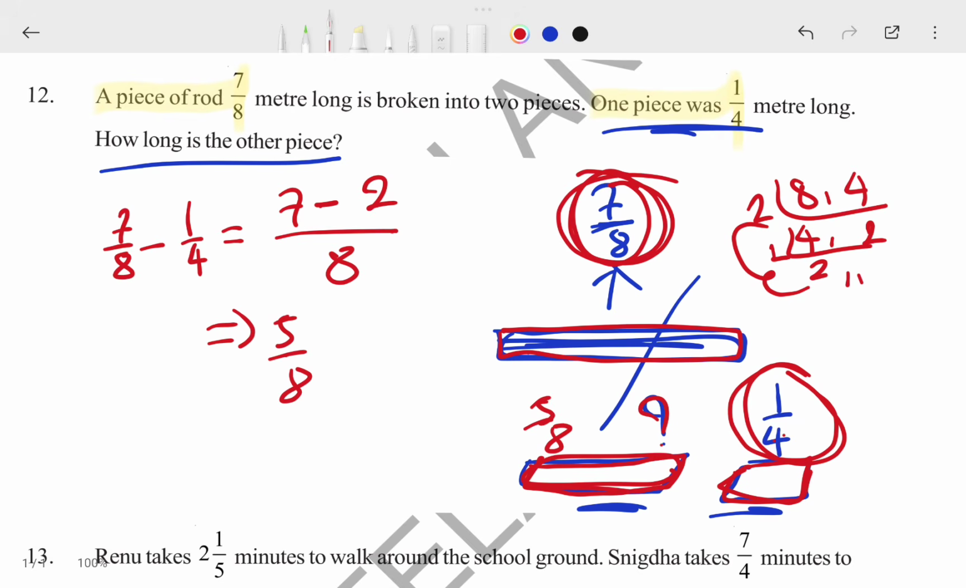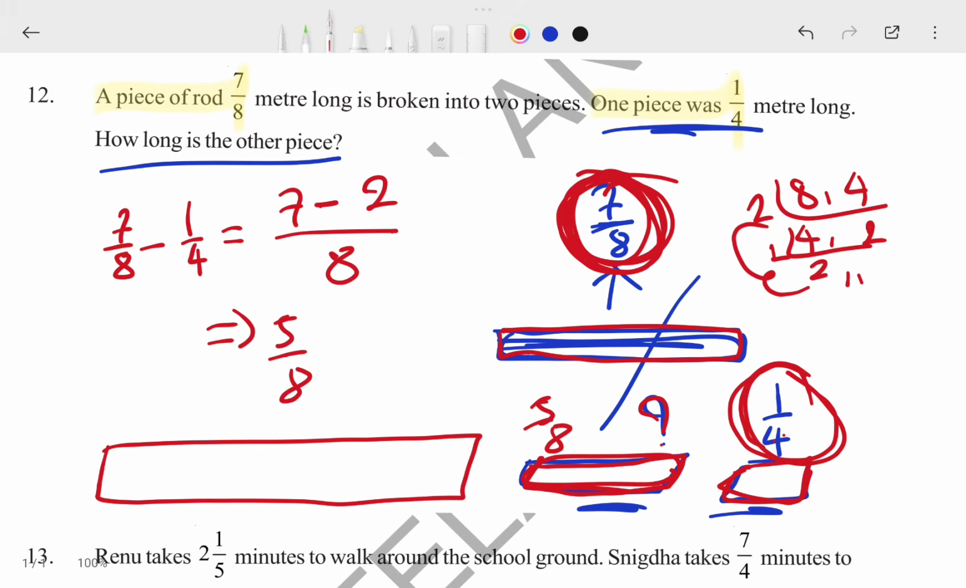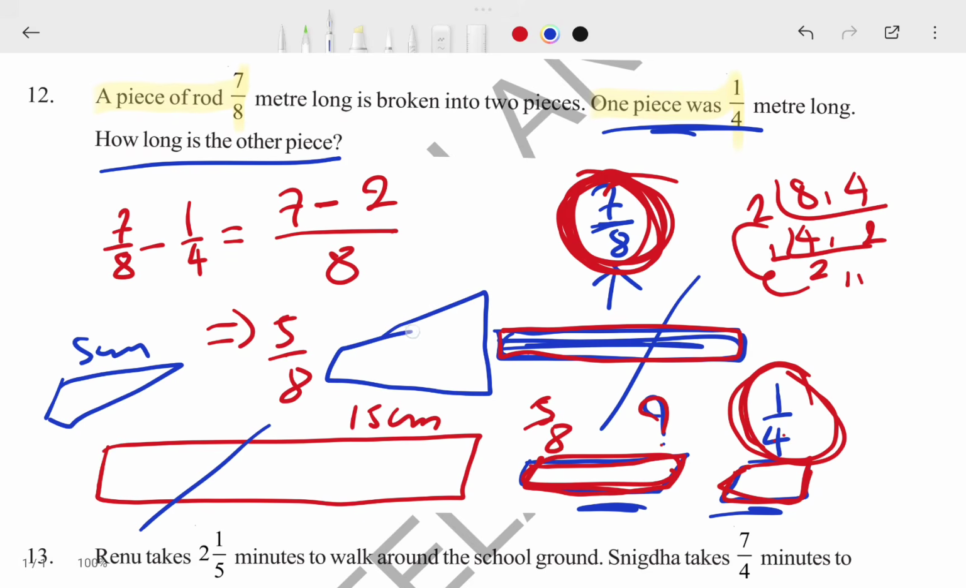How do we find it? Because one part, the total length of this rod, is that much. Let's suppose this is your scale, and your scale is 15 centimeters long. So what will happen? Your scale is broken from this side. This broken side looks like 5 centimeters, and the other side you don't know about.